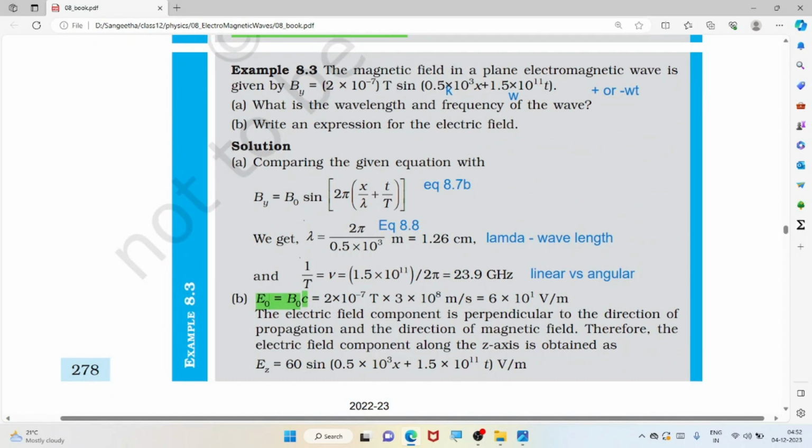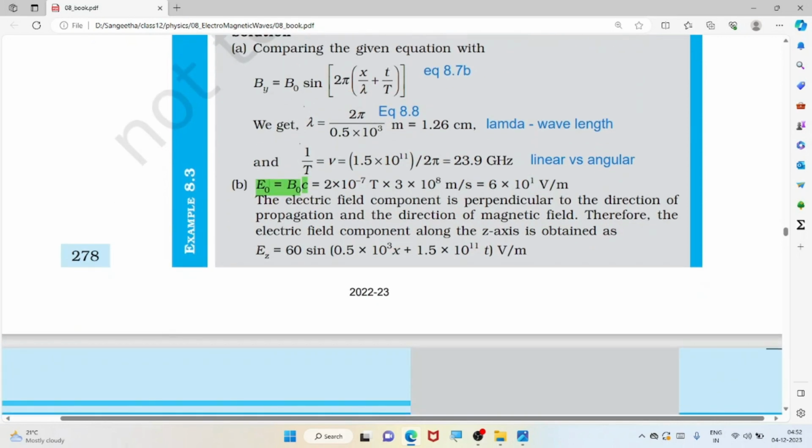This is using that general formula, kx minus omega t, linear to angular, lambda to wavelength.